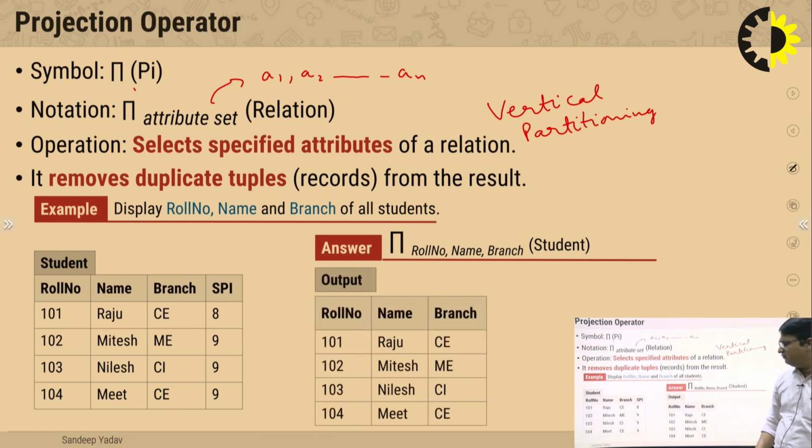The desired result will be in the following form: first attribute roll number, second one is name, third one is branch. Now here you will get all the three attributes. Now which one are we missing? SPI. Since we don't want that in the desired result, we will mention it like this only. These are the desired attributes which we want in our output.